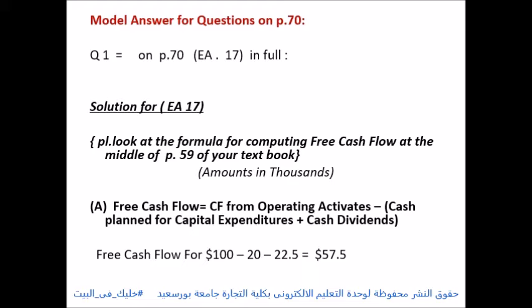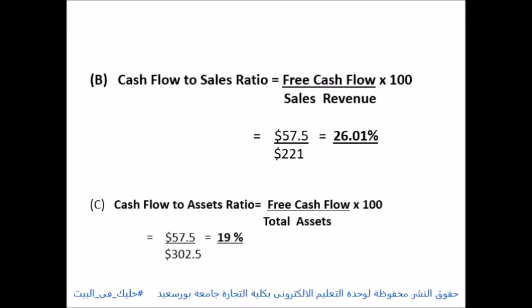In figures, free cash flow equals cash flow from operating 100 minus cash planned for capital expenditures 20 and cash dividend 22,500. That means the final result is free cash flow equals 57,500. B.